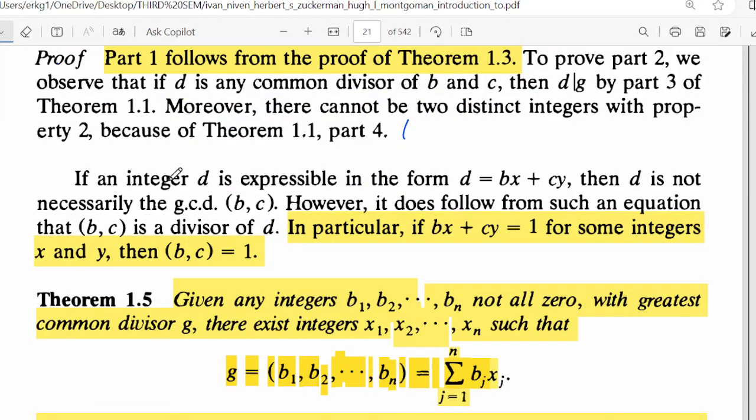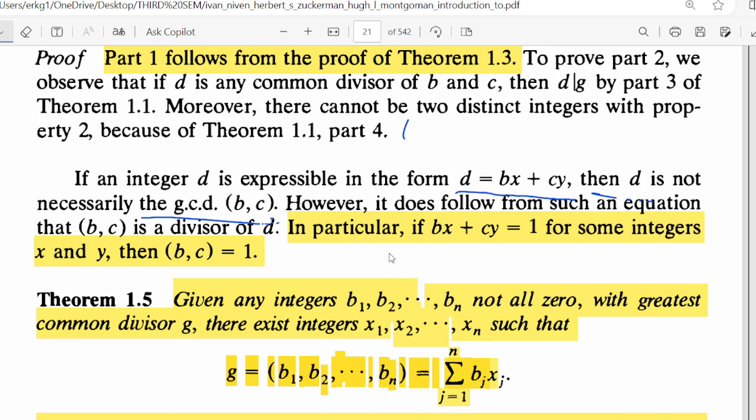Next, if an integer d is expressible in the form d equal to bx plus cy, where d is not necessarily the GCD of b and c. This line says that if d is any integer expressed in the form bx plus cy, then d is not necessarily the GCD of b and c. And we give a counter example of this line.